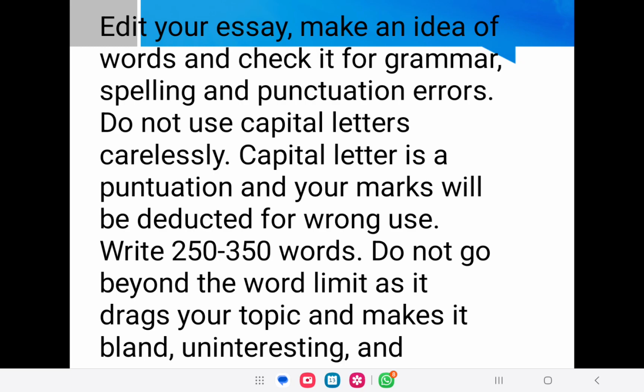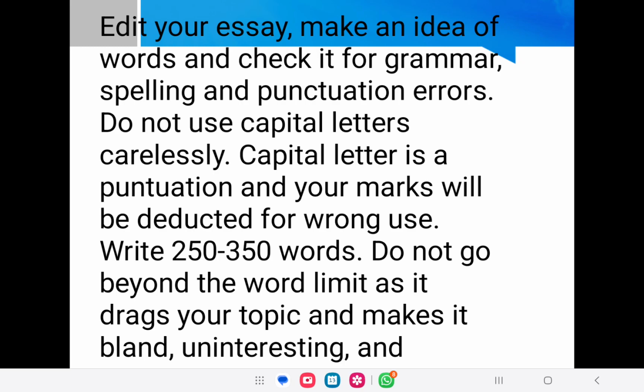If somewhere you have used the third form of the verb where you should have used the first form, or you have used the second form of the verb after didn't, most of the students, instead of writing didn't have, they write didn't had. Instead of writing didn't know, they write didn't knew. In such grammatical mistakes, you can just correct them there and then. So edit your essay, and check it for grammar, spelling and punctuation errors.